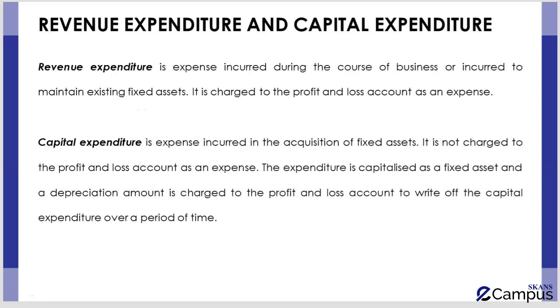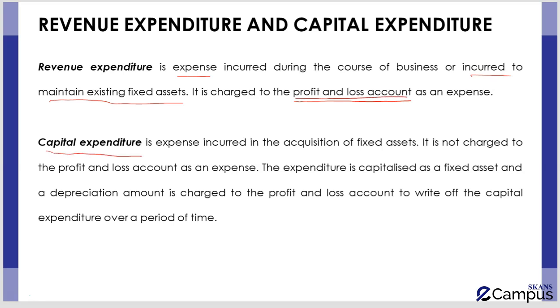Now, moving on to first point, which is revenue and capital expenditures. Now, what is revenue expenditure? Revenue expenditures are expenses incurred to maintain existing fixed assets or to run the business. For example, advertisement, depreciation of machinery, maintenance of machinery, etc. Revenue expenditures are charged through profit and loss account as an expense.